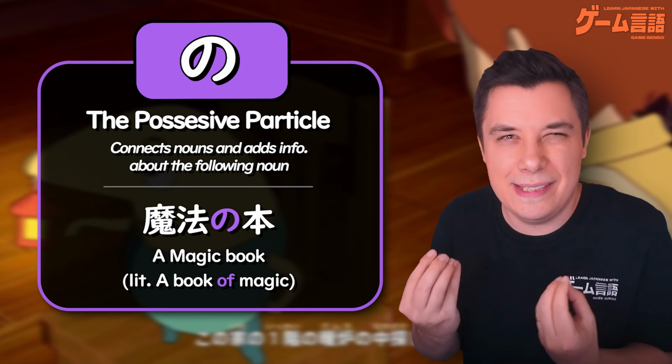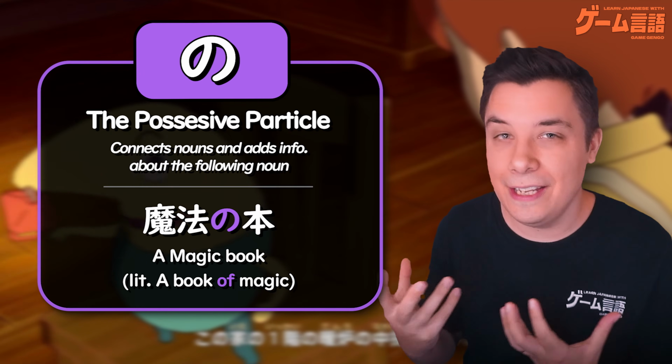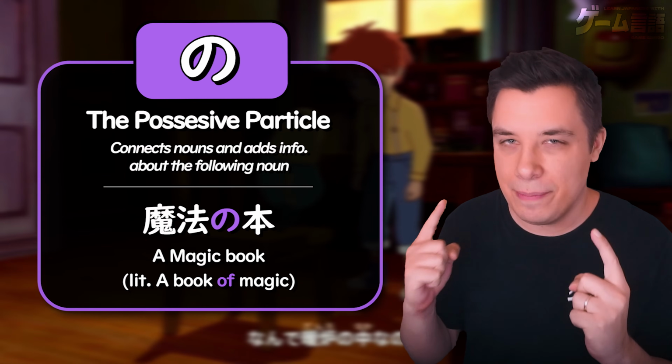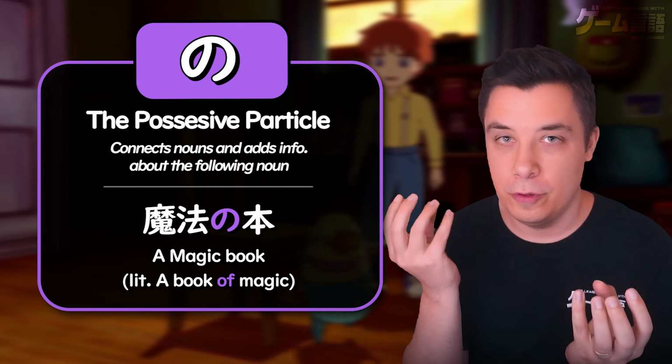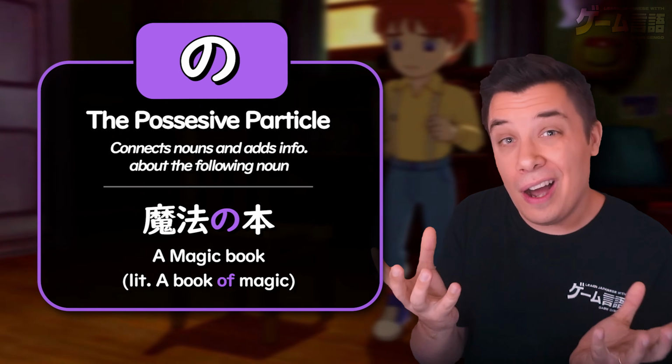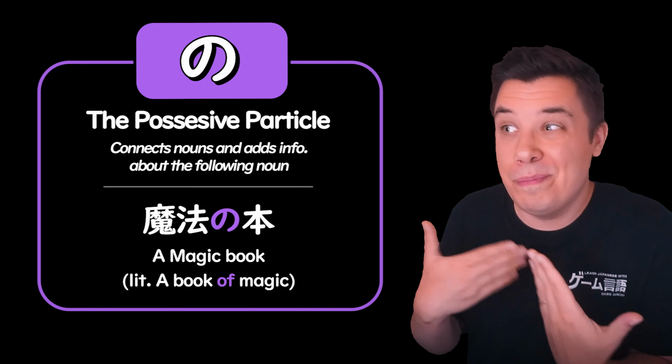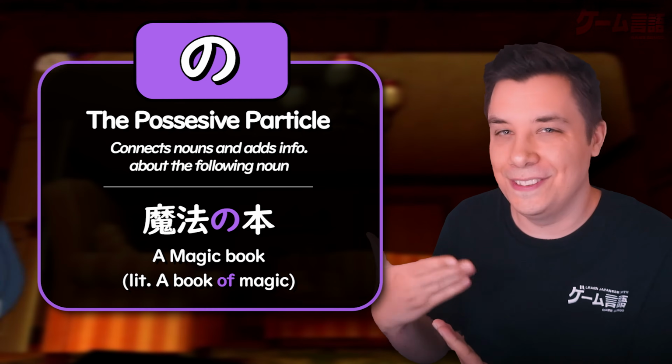And sometimes that possession isn't so clear when you look at it in English, but it is when you think about it in Japanese. You're adding information about the noun. Something no hon for a book. This would express what kind of book it is. A book about, a book of, something.